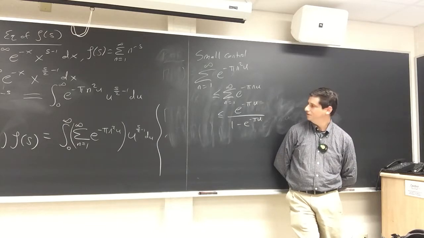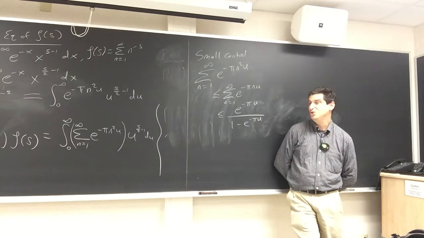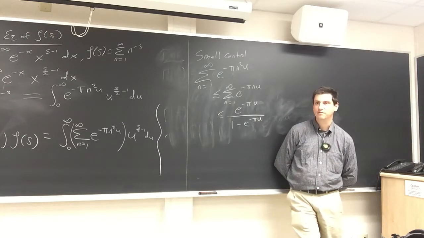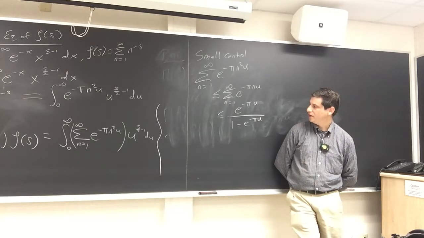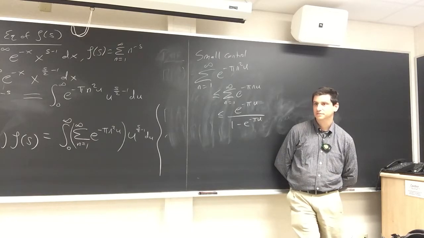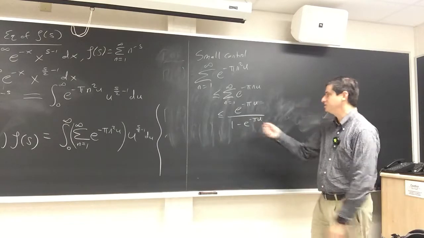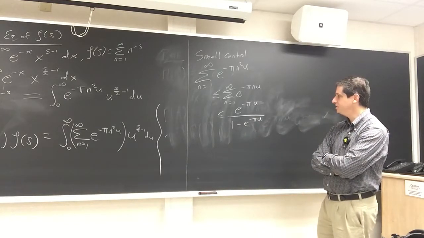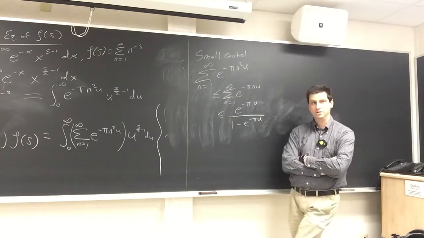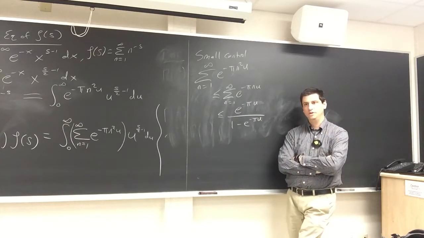As long as e to the negative pi u isn't negative 1, it should be good. Well, u is a real variable. u is going from 0 to infinity. So as long as u is positive, this is going to have great decay. The only trouble is near u equals 0. And so near u equals 0, the question is, how bad is this? Because this is going to be exploding, unfortunately. As u goes to 0, we have e to the negative 0, which is 1.